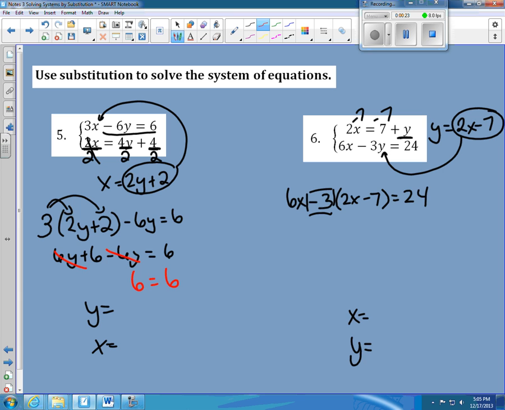Well, this is one of those where we have a true statement. 6 is equal to 6. So a true statement is infinitely many solutions. So we don't have an x and a y for this one.